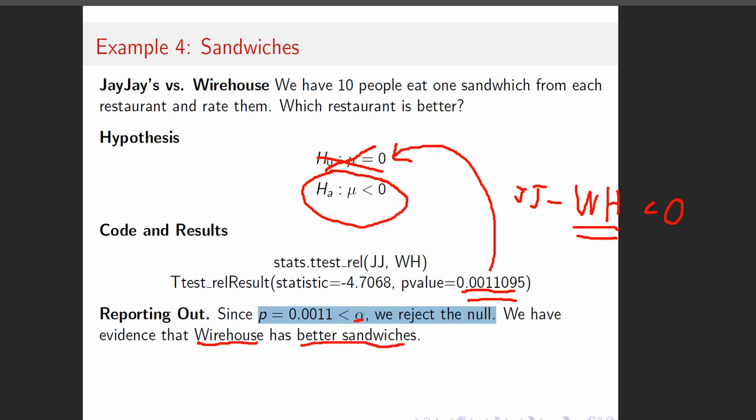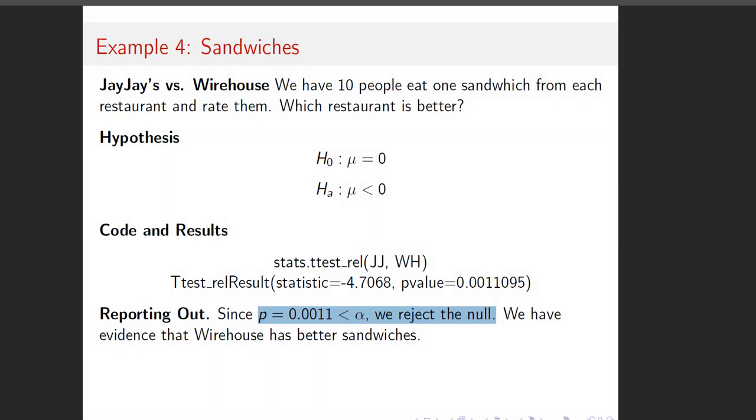This is a little bit of paraphrasing. We have evidence that the Wirehouse subs were scored higher. Hopefully, if we have the correct 10 people who do have a good palate and do understand what it is to make a good tasting sandwich, then we might be able to say this. But what we have evidence for is that the Wirehouse ratings were higher. And this is pretty much all we have.